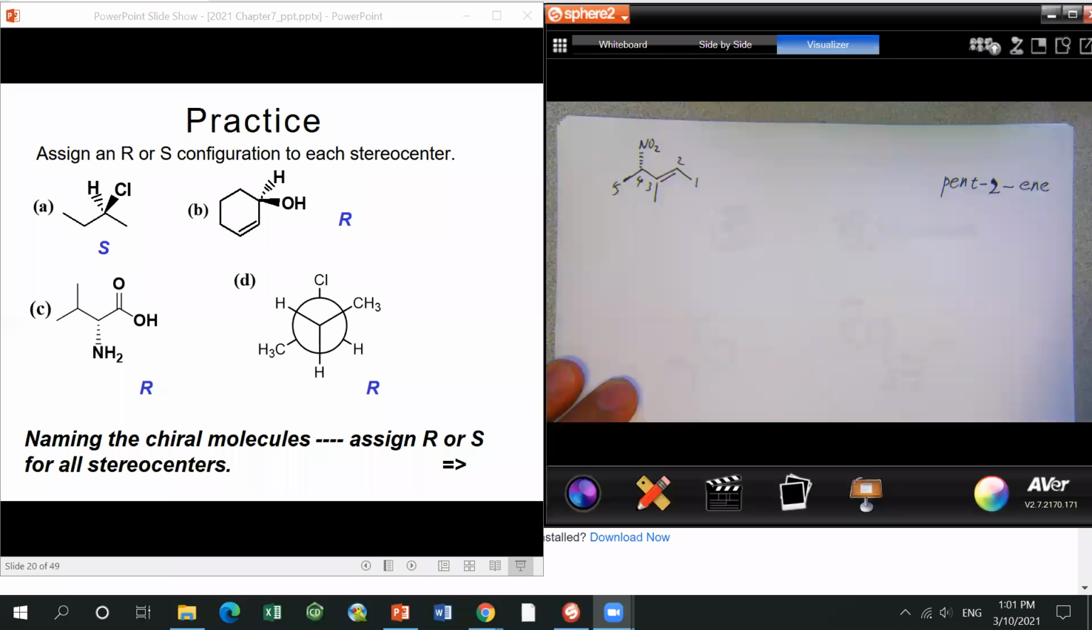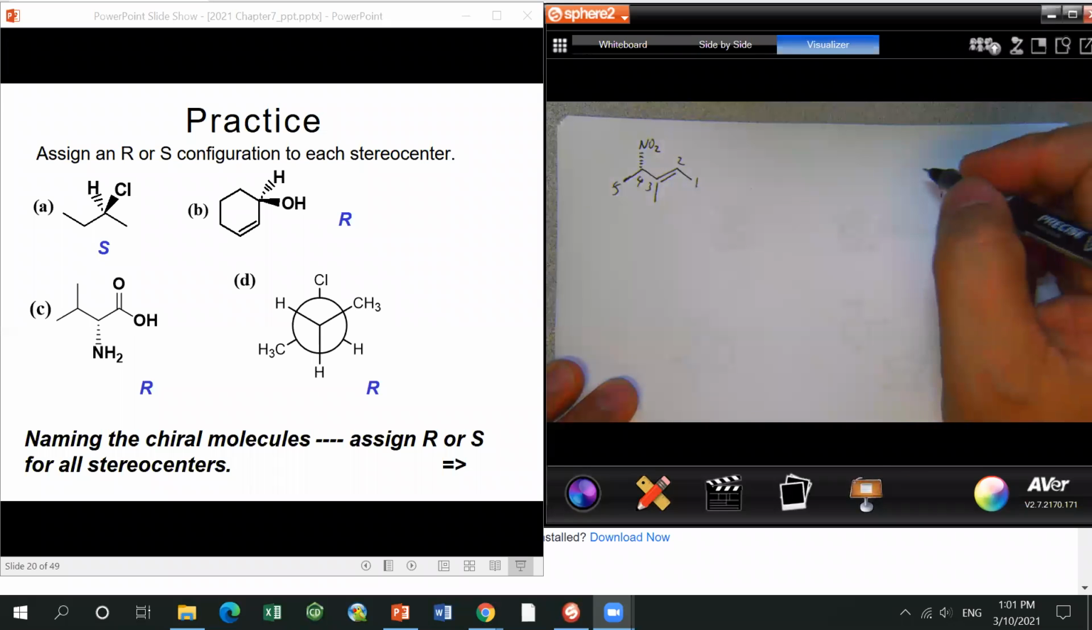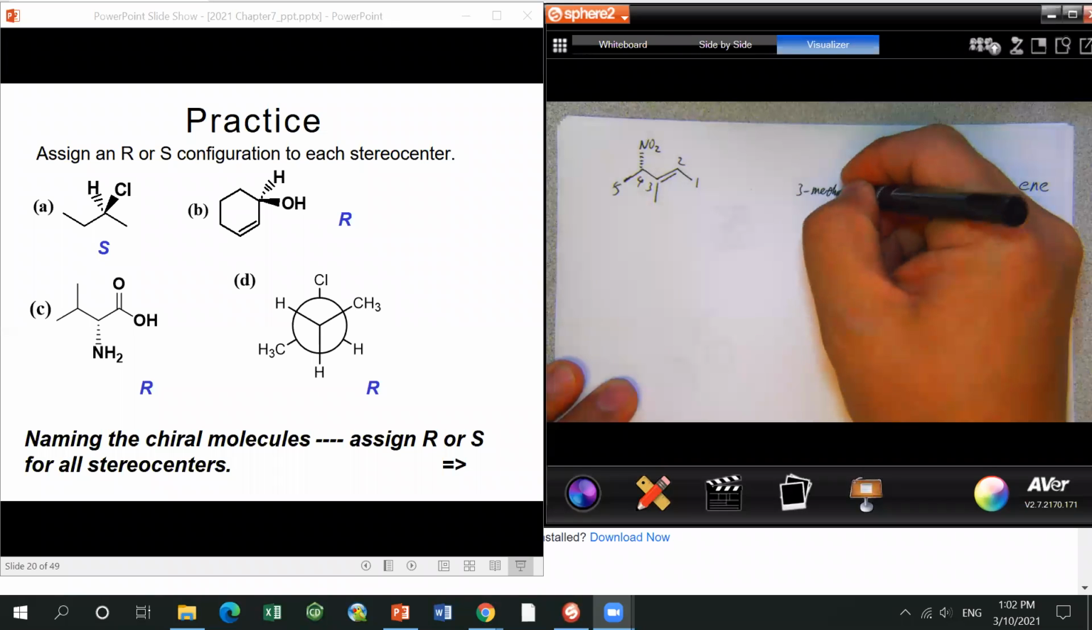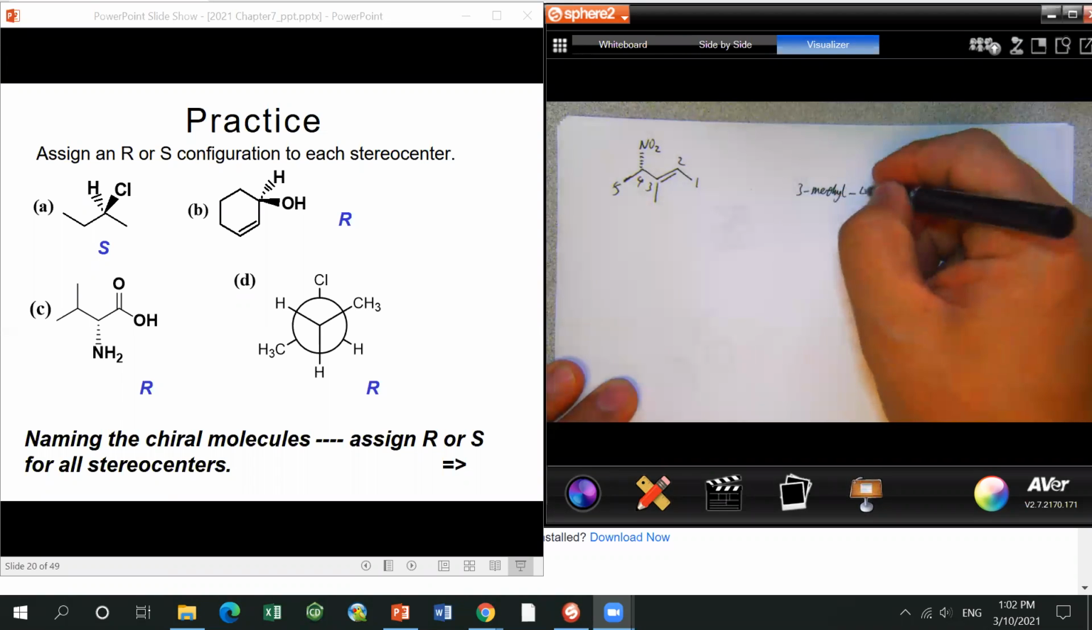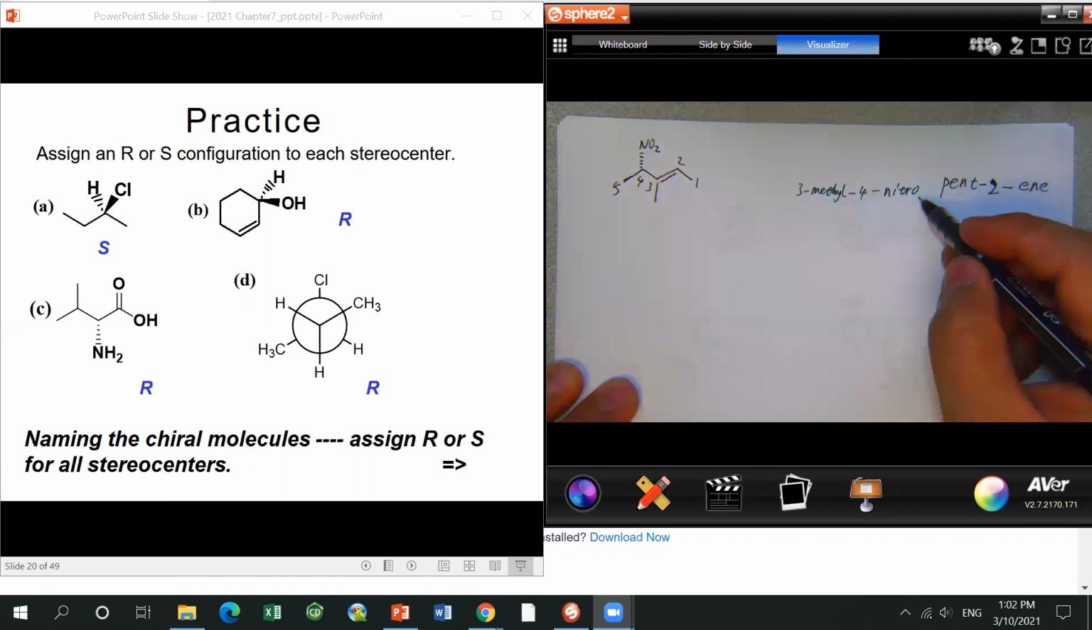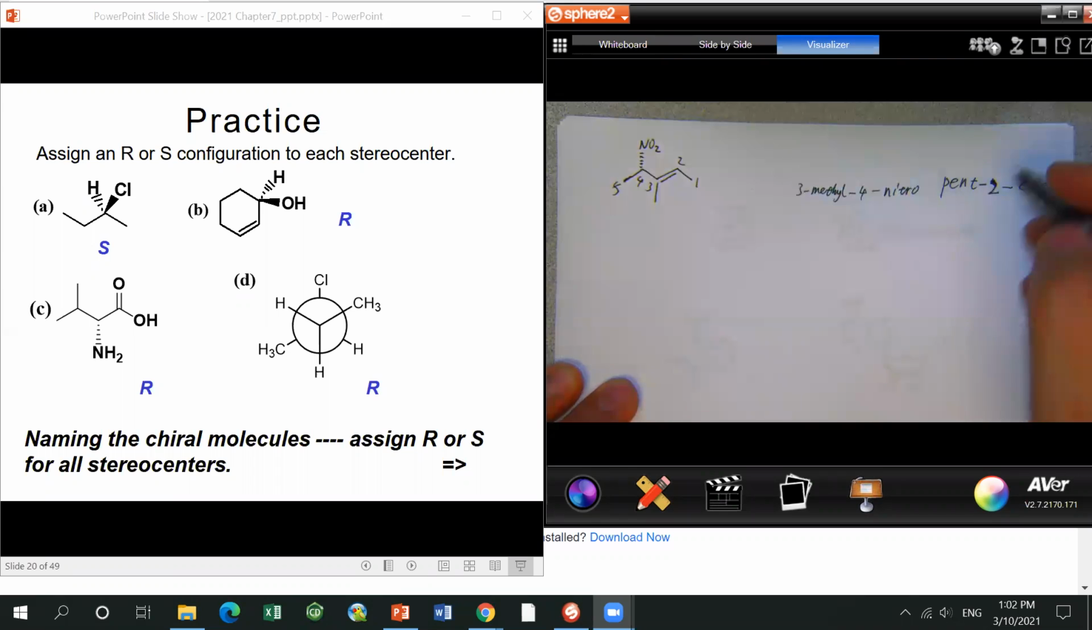In alphabetic order, that should be 3-methyl, 4-nitro. There's no space between the methyl and the nitro, the same word, one word.